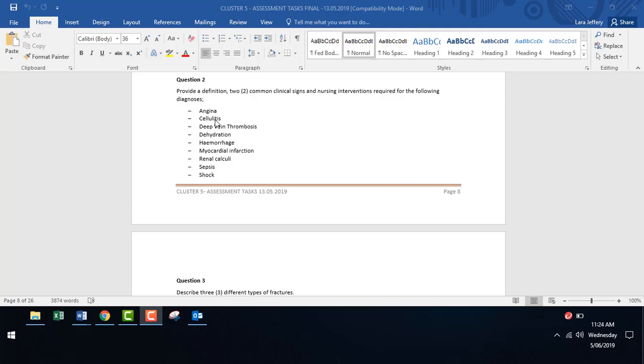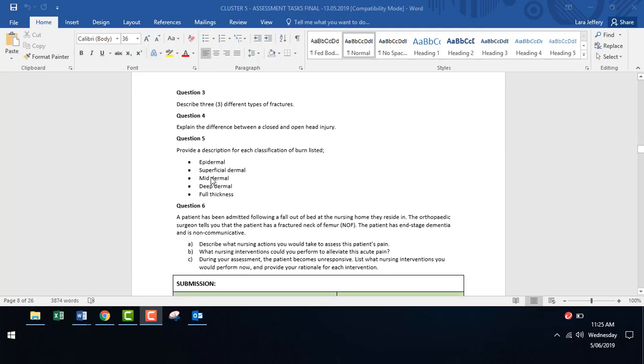Then we want you to do the same thing for cellulitis. Again, define and tell us what cellulitis is. Tell us 2 signs and symptoms of cellulitis, and then tell us nursing-wise what's a nursing intervention you would do to alleviate the signs and symptoms of cellulitis. Same for DVT, same for dehydration, hemorrhage, myocardial infarction, renal calculi, sepsis, shock.